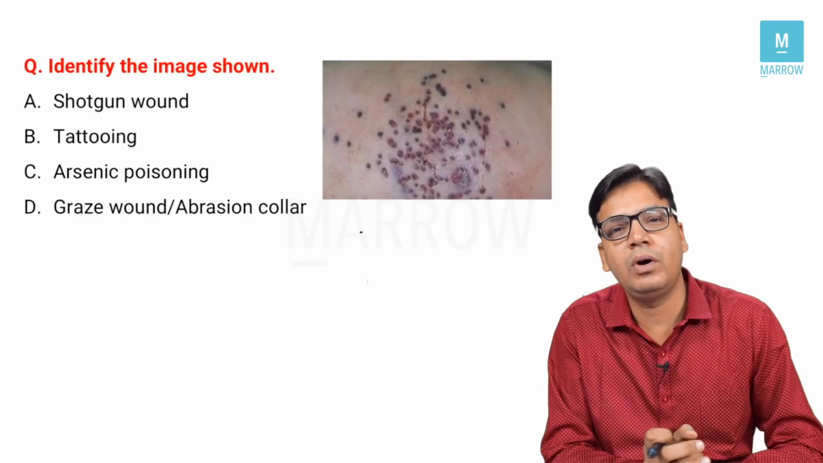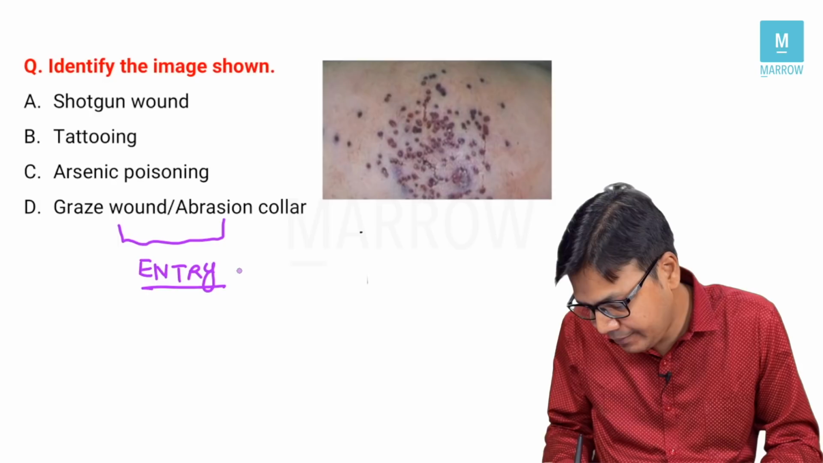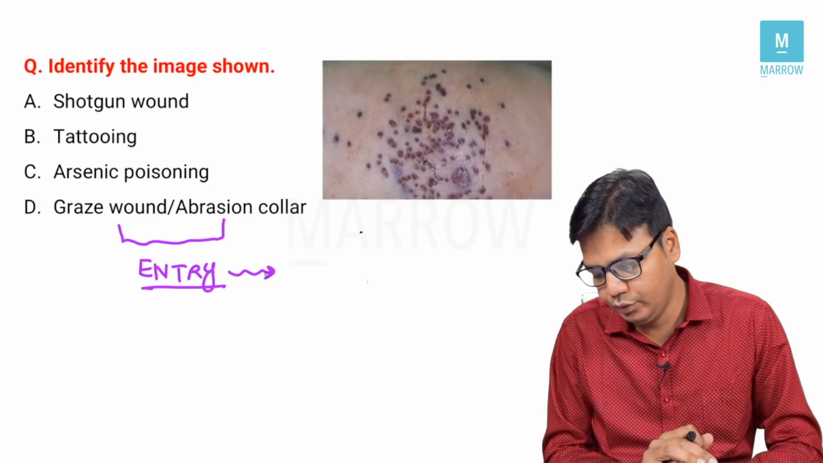Now see, graze collar or abrasion collar, these are seen in entry wound. And actually, these are not graze collar or abrasion collar. Now, come to option number one, shotgun wound. Option number two, tattooing. See this first explanation.